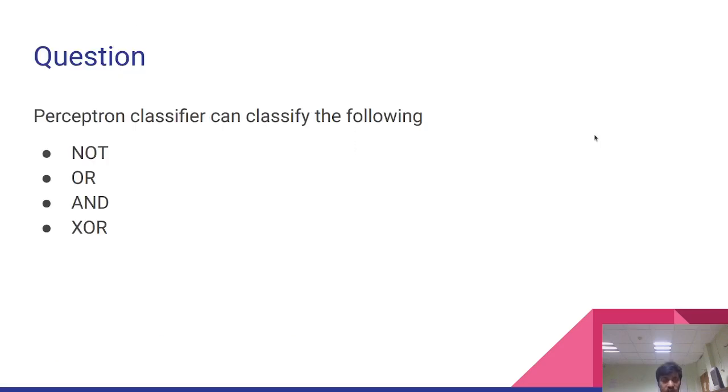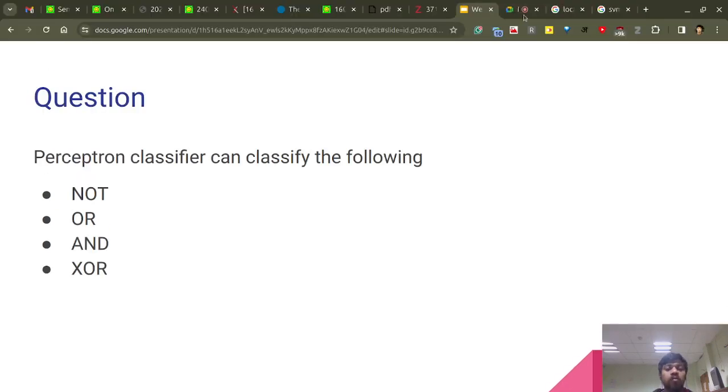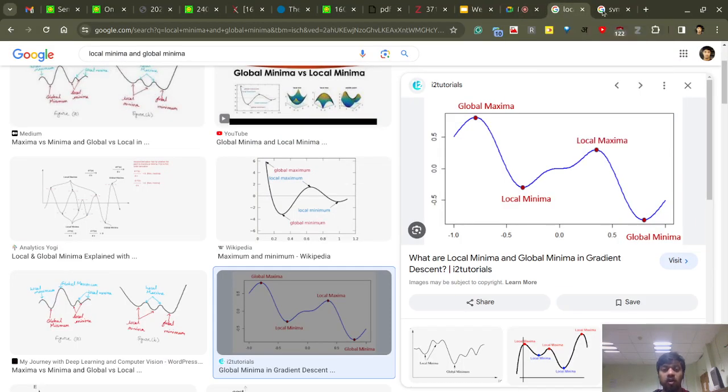So this is the last question. A perceptron classifier can classify the following. Which of the gates can a perceptron classify? NOT gate, can it? XOR gate. It is a multiple select question: multiple can classify, multiple cannot. Can classify the following: OR and XOR. Okay, let me go one by one.